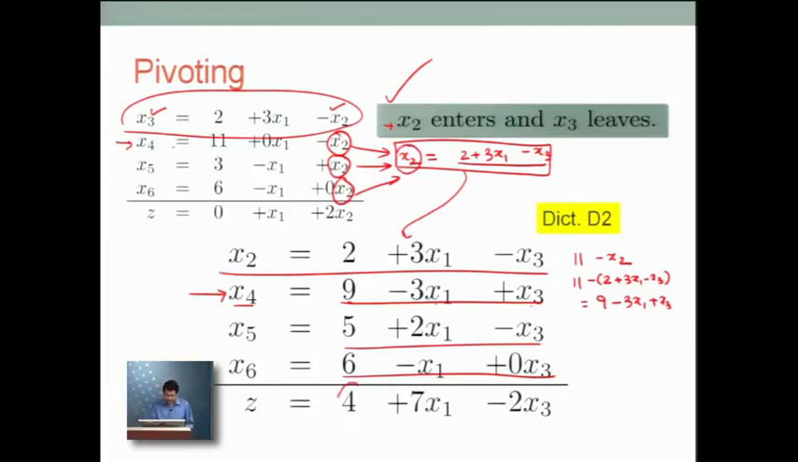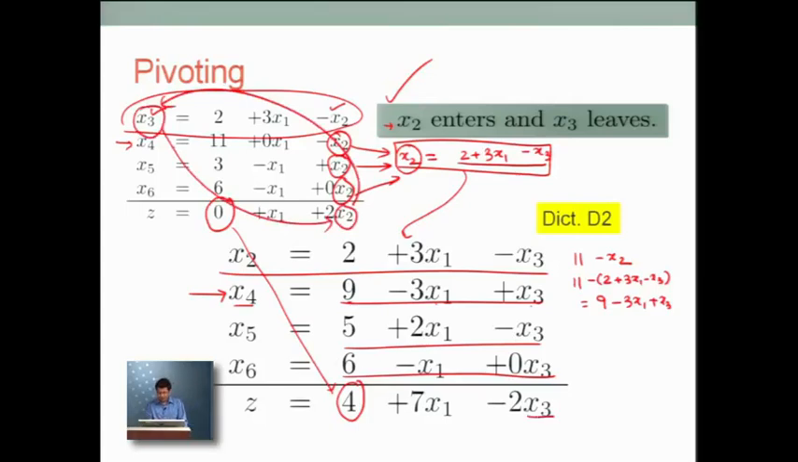Now notice that the value of z in this dictionary has risen. Originally we had z equals 0, and now we are up to z equals 4. And that's what simplex is going to do in every step. It's going to increase the value of z because our goal is to maximize z, take it to the maximum it can be, and so in every step we are going to try and increase the value of z. As a result, x2 has entered, so x2 goes here, and x3 has left, so x3 comes back here.